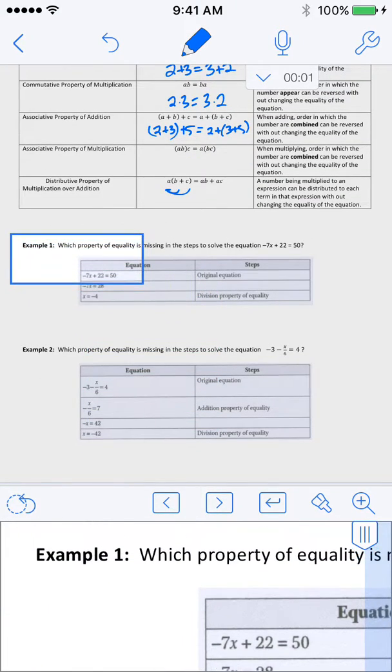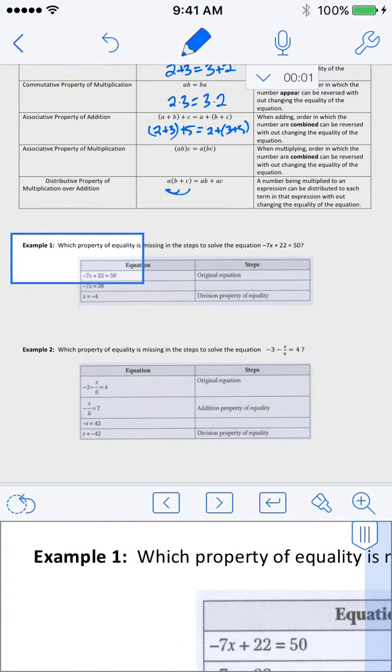Let's head down to example number 1, see if we can work with these properties a little bit. But if any of these were confusing at all, make sure you stop the video and get your questions answered.